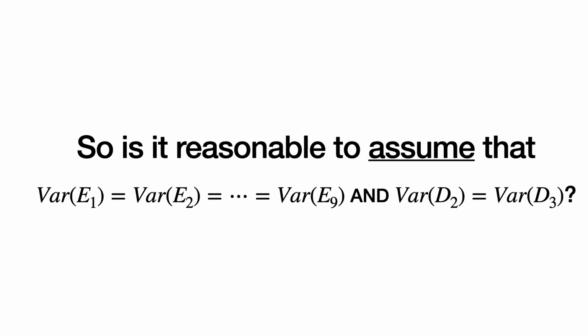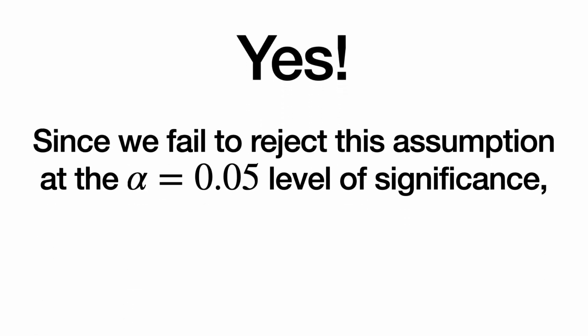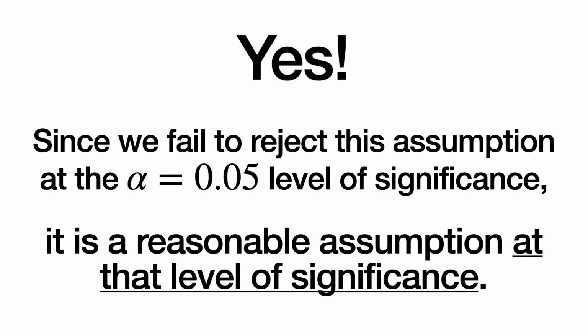So in summary, is it reasonable to assume that the variances of E1 through E9 are equal and the variances of D2 and D3 are equal? Yes, it is. Since we failed to reject this assumption at the 0.05 level of significance, it is a reasonable set of assumptions at this level of significance.